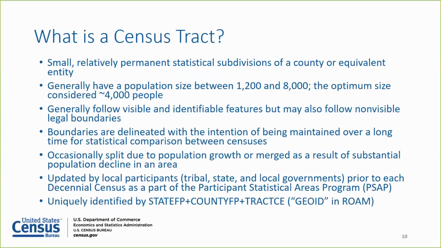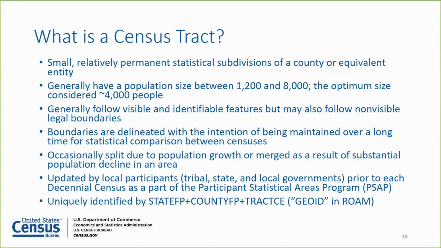So before I jump into that, I'm not going to go through every aspect of what a census tract is, and I know these slides as well as a recording of this webinar are going to be available, so you'll have this handy here. But a census tract is a small, relatively permanent statistical subdivision of a county or county equivalent. Generally, they have between 1,200 and 8,000 people. The optimum size is considered about 4,000 people, and some census tracts even have zero population.